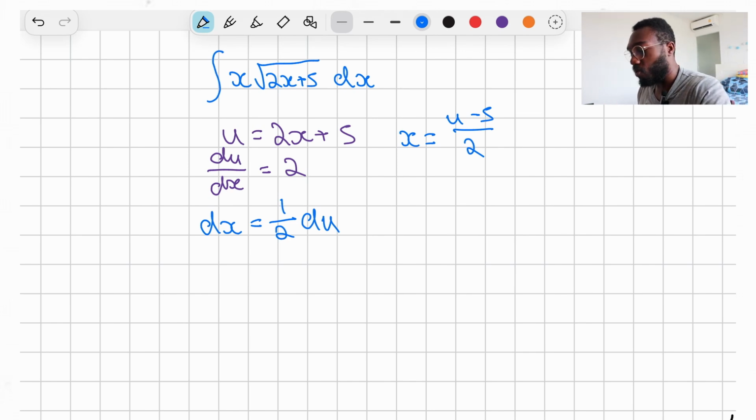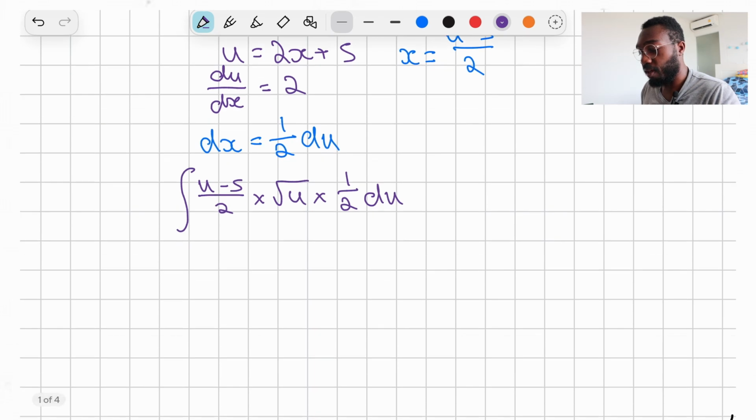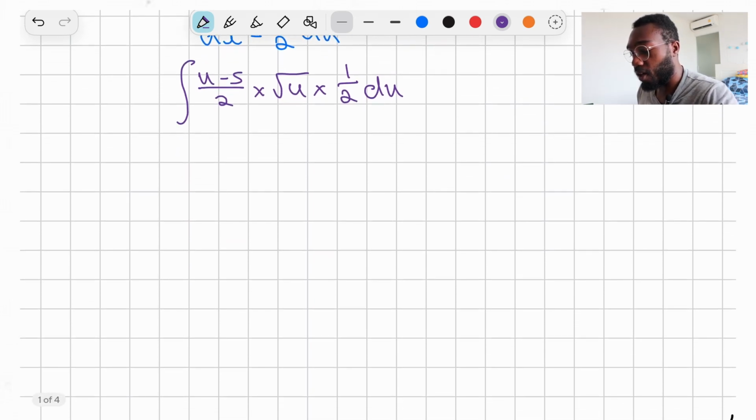If we do that, what would we get? Well, we know x is u minus 5 over 2, times the square root of 2x plus 5, which is just the square root of u, times dx, which is just a half du. Now we can put this all together and work it out. We have u minus 5 over 2 times root u. If I do that all in one go, u times root u gives us u to the 3 over 2, and we'd also get a minus 5 root u.